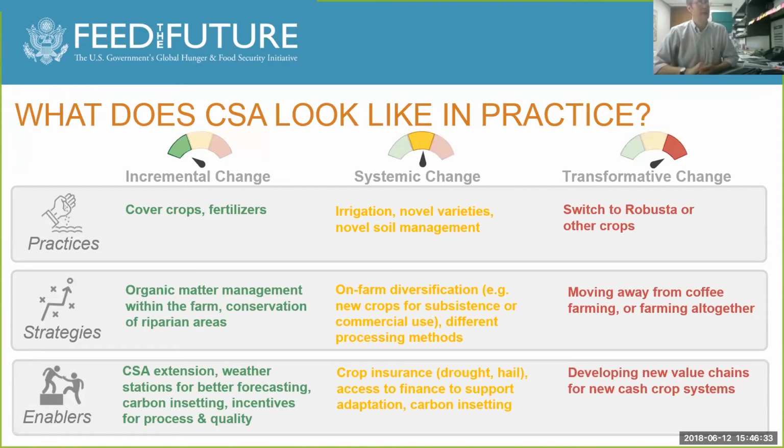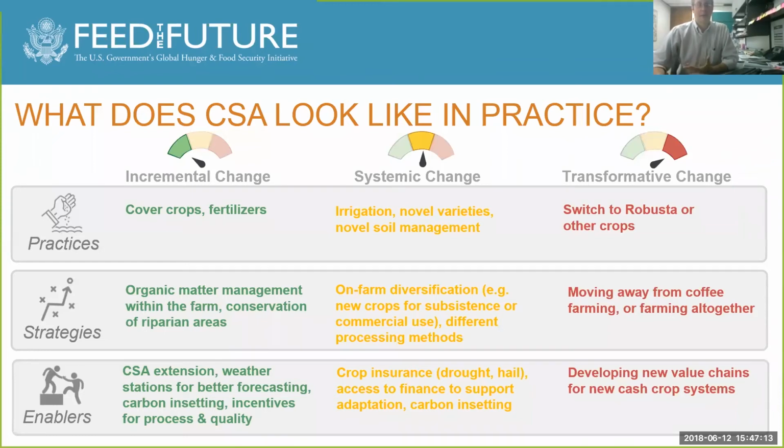Systemic change now brings in additional issues around diversification, processing, maybe beginning to look at things like crop insurance, access to finance, carbon insetting, a few other options. And then transformative change means probably moving to additional crops, or to Robusta if we're going to stay in coffee, or to other crops. And then the question is, how much of that transformative change can be built on the existing coffee infrastructure that already exists, and how much can be invested in or supported by the coffee sector, and how much needs to be picked up by other buyers and/or by the public sector. So that's one way to look at it.